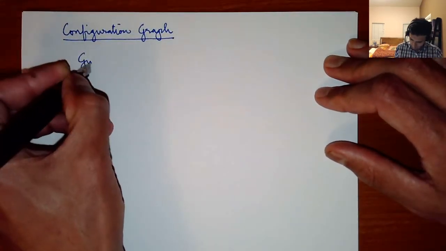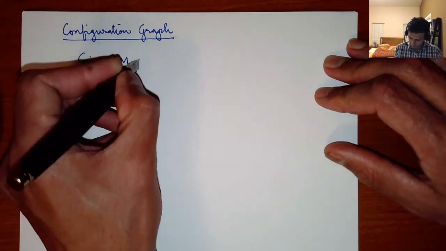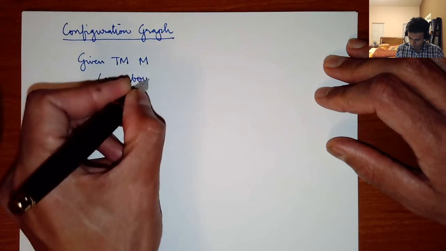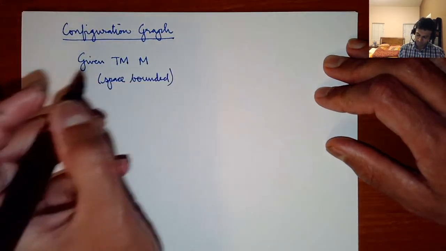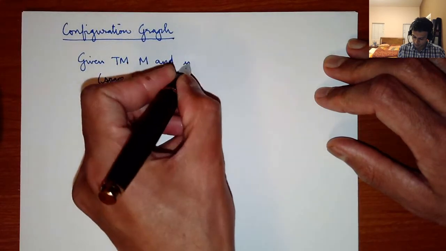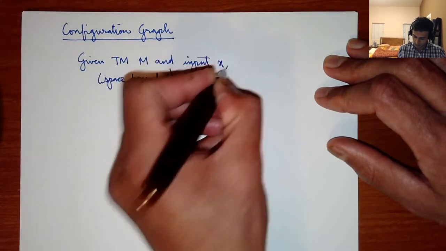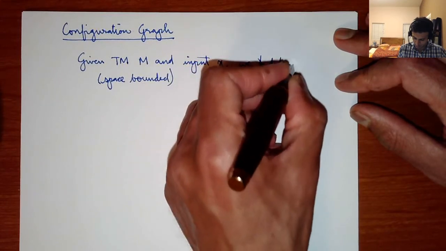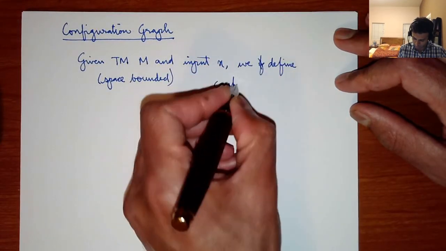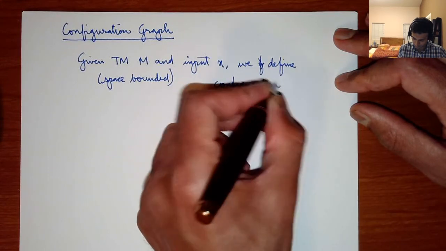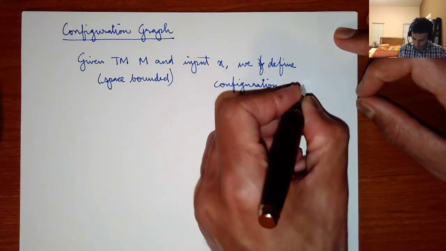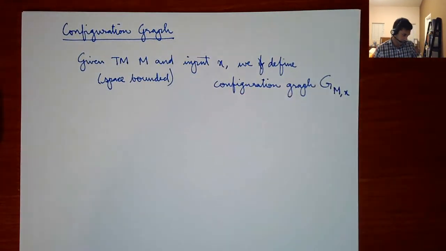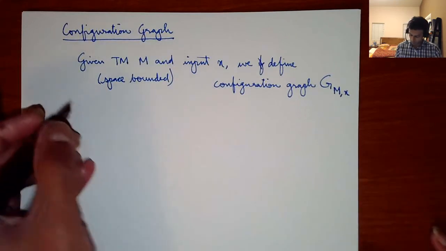So given a space-bounded Turing machine M and input x, we define the configuration graph, G_{M,x}. Okay, so I'm going to define what this graph is.